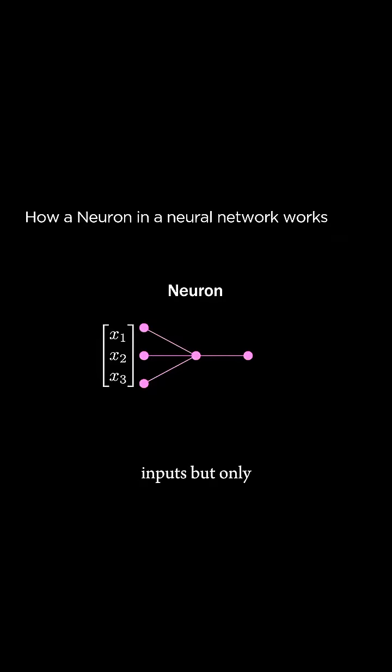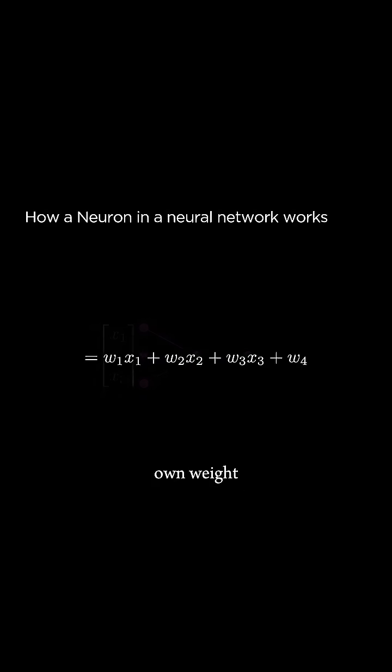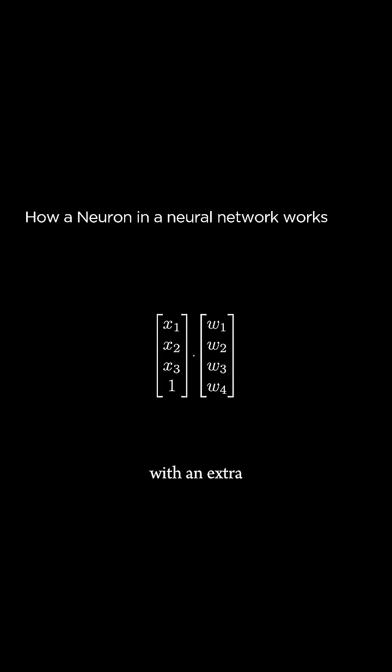Neurons take many inputs but only produce one output. Each input is multiplied by its own weight and added up along with one extra weight called a bias. Let's rewrite this weighted sum with some linear algebra. We can put our inputs into a vector with an extra 1 for the bias and our weights into another vector, and then take what is called the dot product.